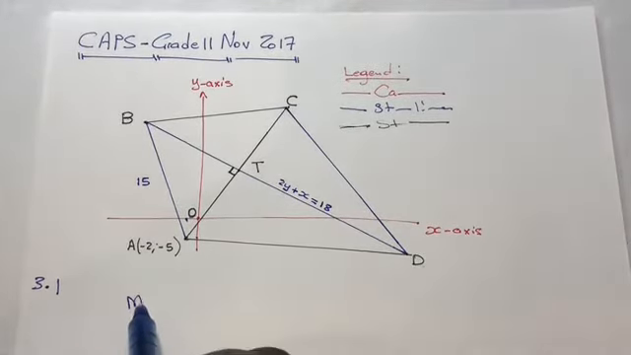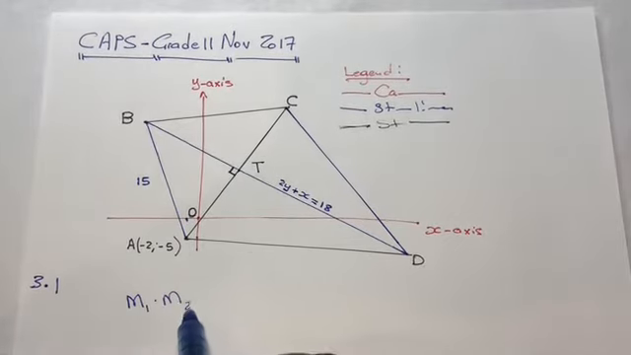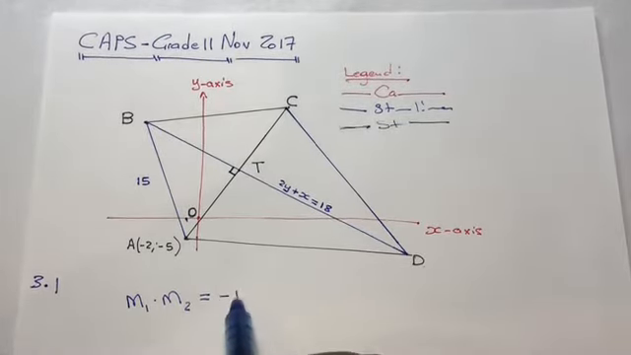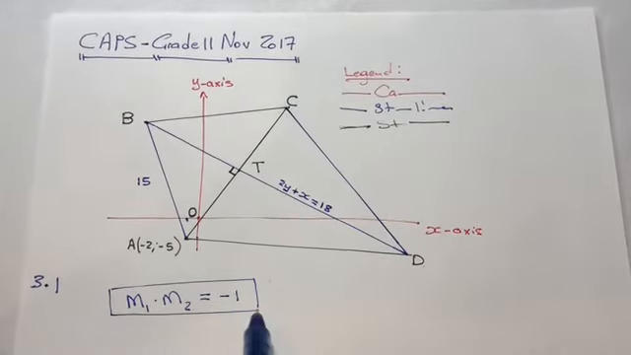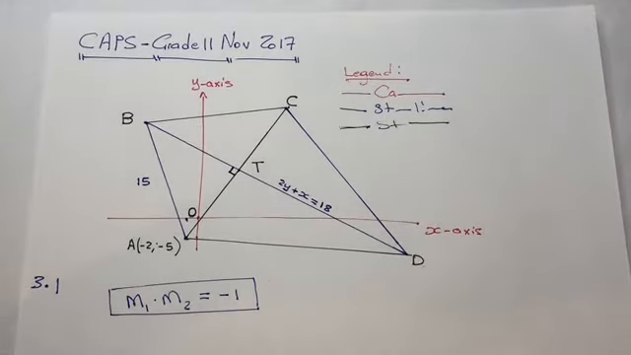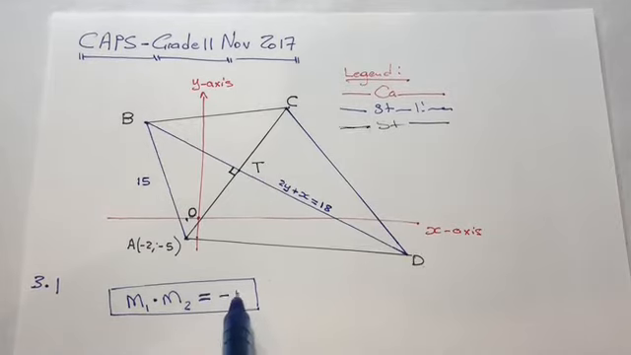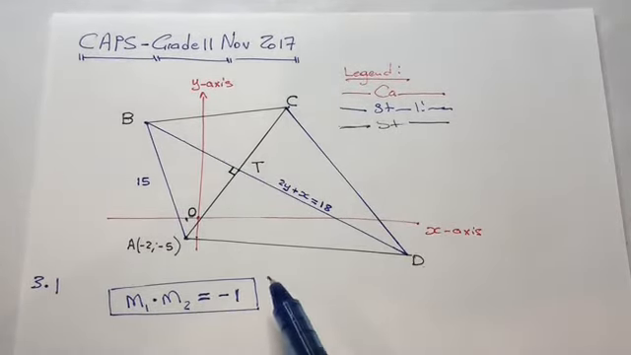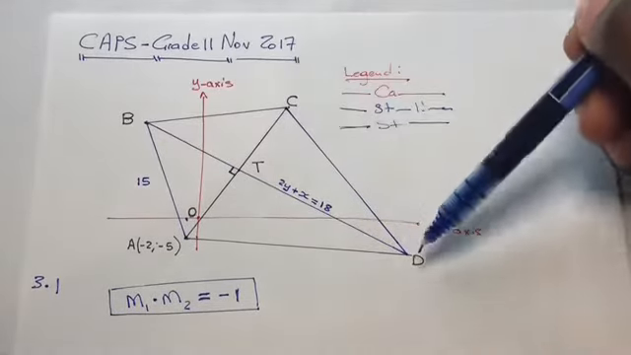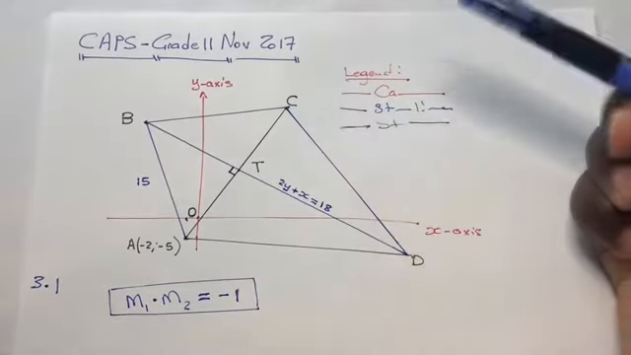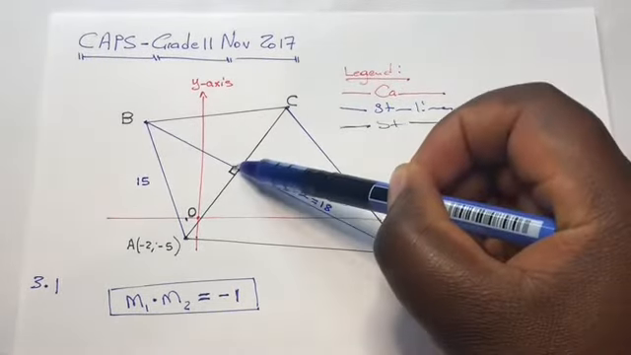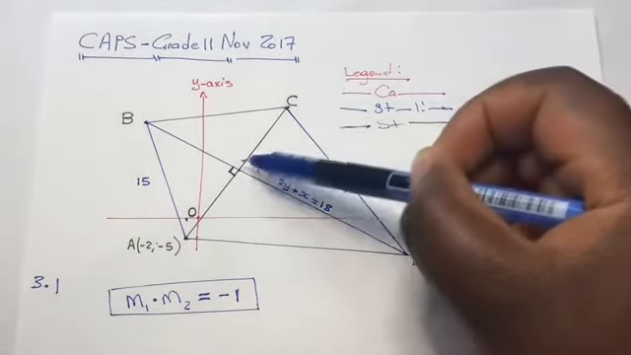The gradient m1 times the gradient m2 equals -1. I just want you guys to always know this formula, especially when it comes to this chapter. Always know that the product of the gradients of lines which are perpendicular to each other is equal to -1. So in short, these two lines BD and AC are perpendicular to each other, isn't it? Because of that 90 degrees that forms there.